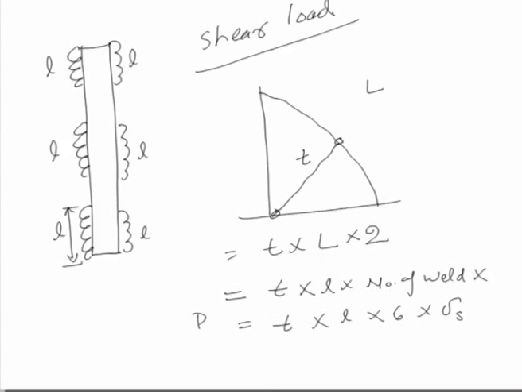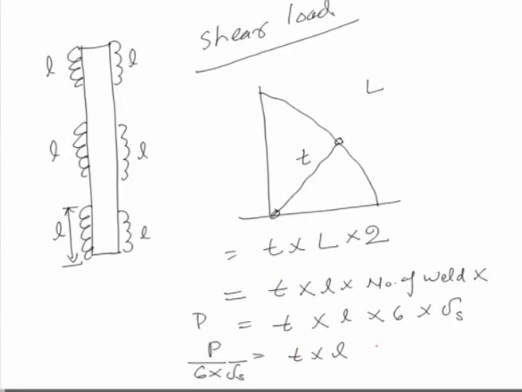Then from this equation we can determine T into L, that will be equal to P by 6 into sigma s. So, basically sigma is the allowable stress that is identified first, and the load for which the weld is to be designed is also established, and thereafter we can see from this T into L, that will give you the load resisting cross sectional area. So either the value of the T is identified or the length of the weld is identified.